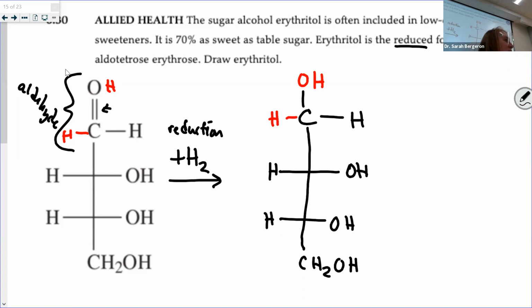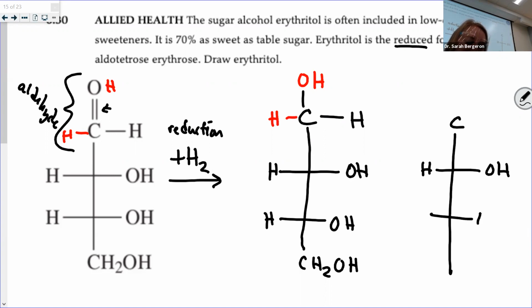So do you see how the stuff in red is the only new stuff? And now we have an alcohol. But I'm going to warn you, that's not the way that they show it. So how could we show the same molecule? I'll put my carbon in. OH, H, OH, H. But show it in a more condensed form. CH2OH.